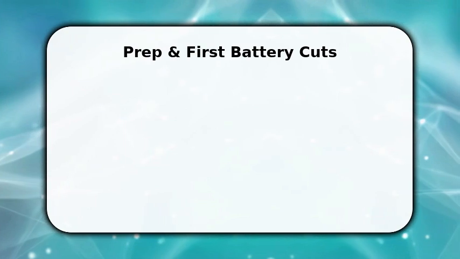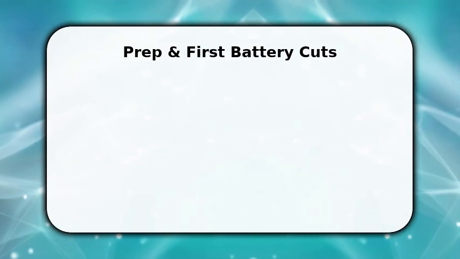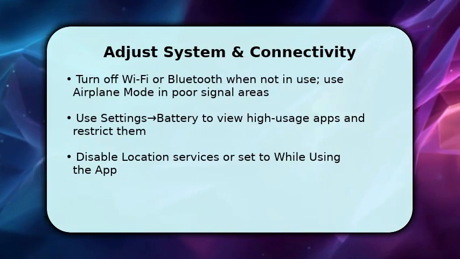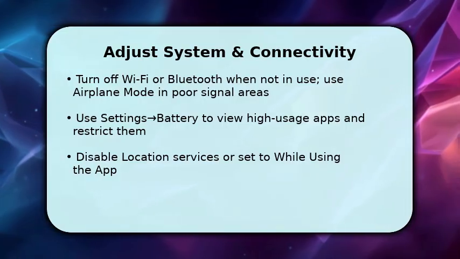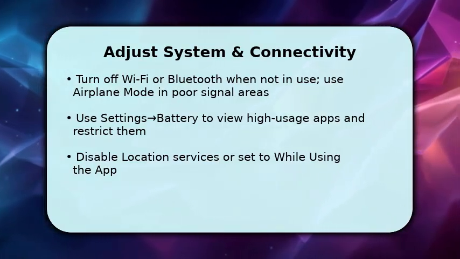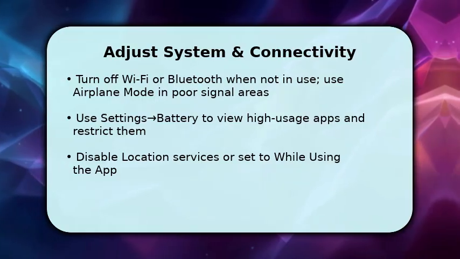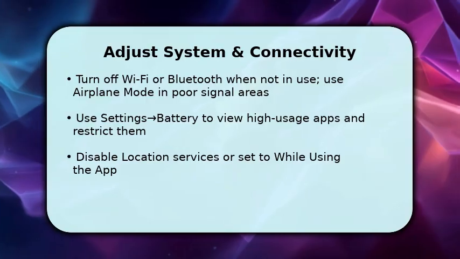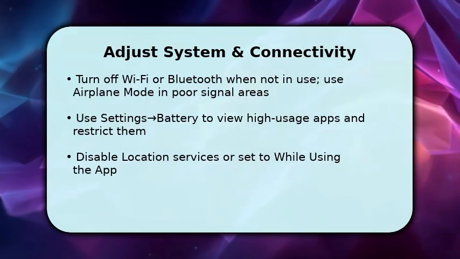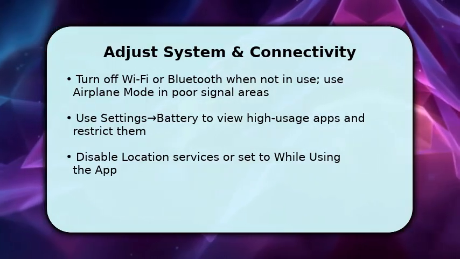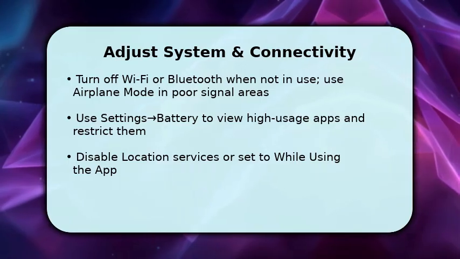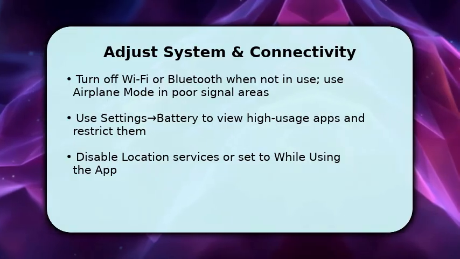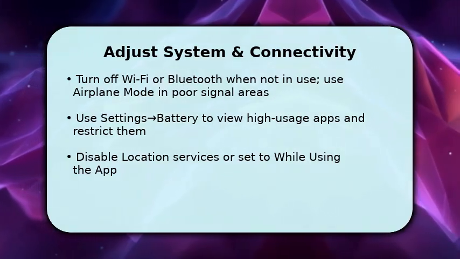Next, refine connectivity and app permissions to avoid constant radio activity. You should turn off Wi-Fi and Bluetooth when unnecessary. In low-signal areas, switch to airplane mode to stop the phone hunting for towers. Then, open Settings > Battery to identify apps chewing power and either force close them or remove background privileges. This addresses misbehaving software. Also, set location services to while using the app or to never for apps that don't need it. These choices reduce modem use and GPS sampling.